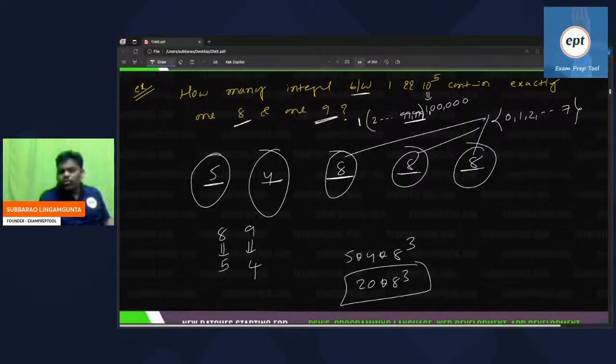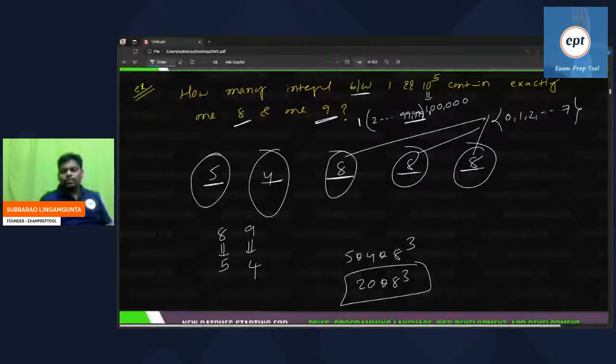If anyone has any doubt, please let me know. How many integers between 1 and 10 power 5 contain exactly one 8 and one 9? So 8 can go to how many places? 5 places. 9 can go to how many places? 4 places. Right? Remaining 0 to 7, anyone can come. So 8 possibilities, 8 possibilities, 8 possibilities. Right? Please let me know. Anyone having any doubt?